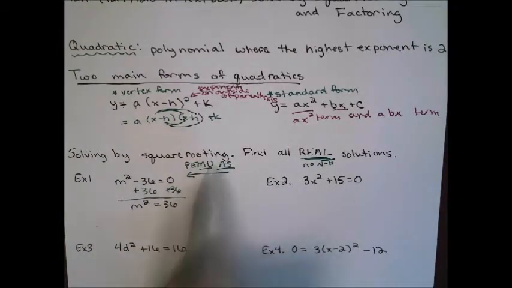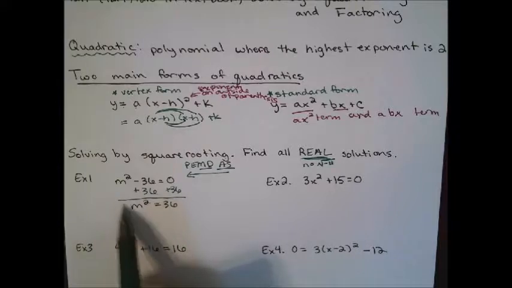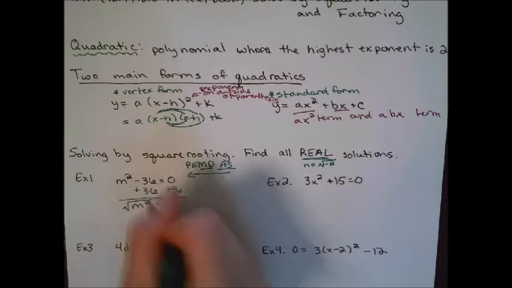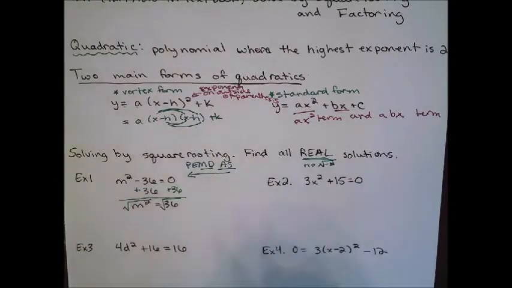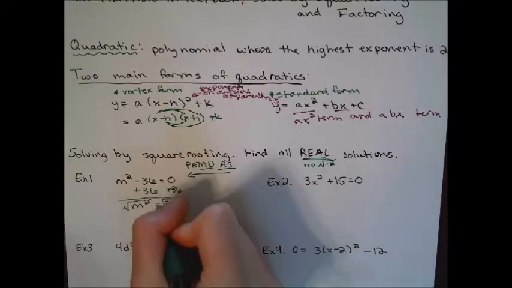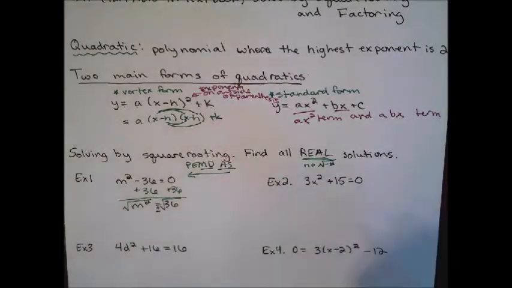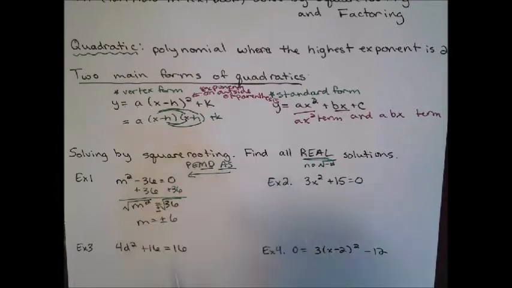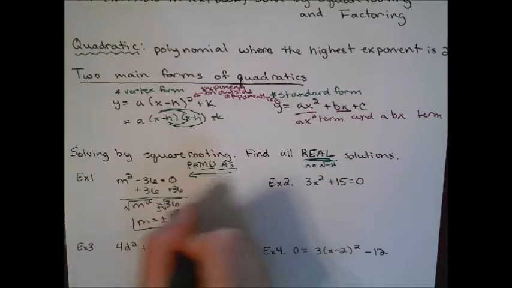Do I have anything to undo for the multiplication or division? No, there's just a 1 there. Now I undo my exponent. How do I undo the squared? I take the square root. Something we need to remember is whenever we take the square root, it is plus or minus, and I'm going to go into why in a second. So I get m equals plus or minus the square root of 36, which is 6, and that is our answer.